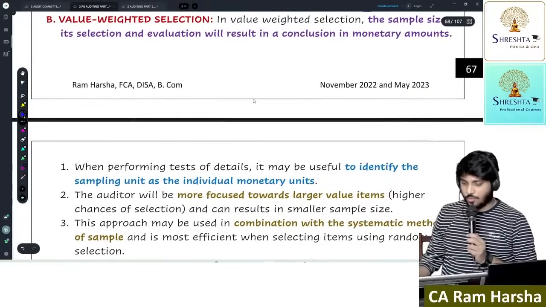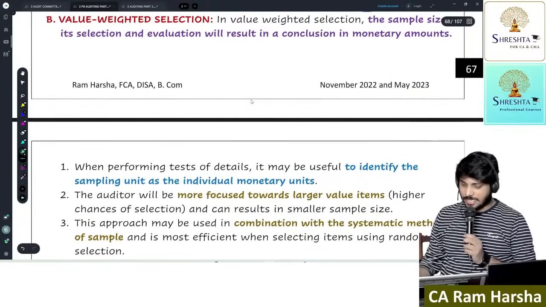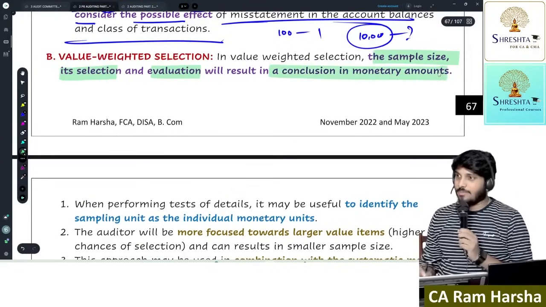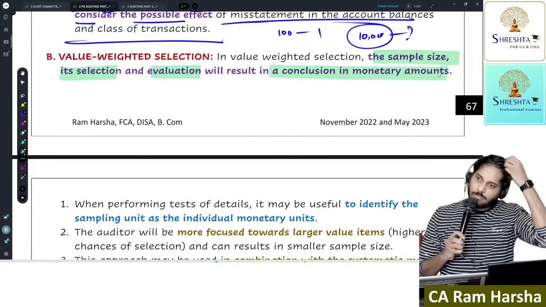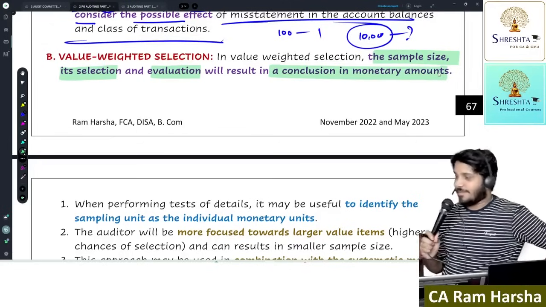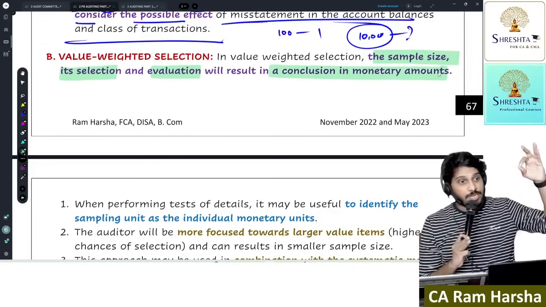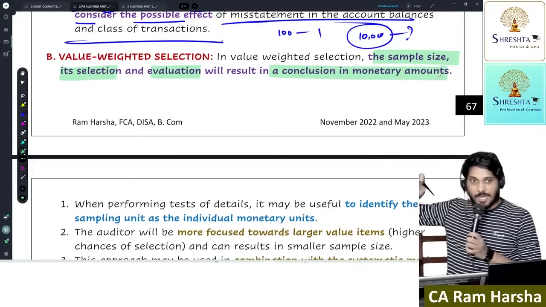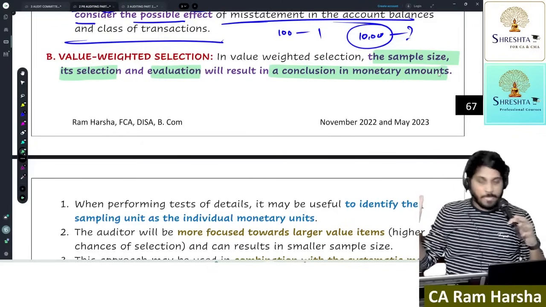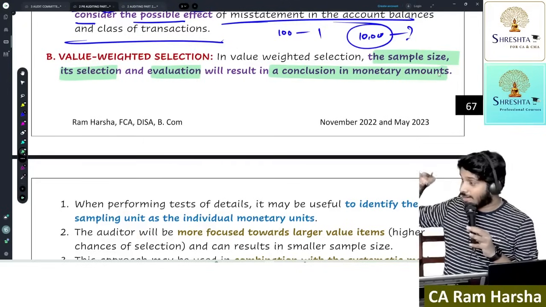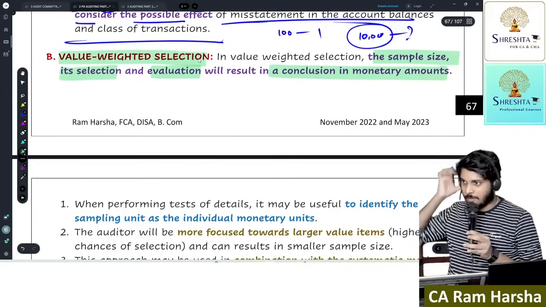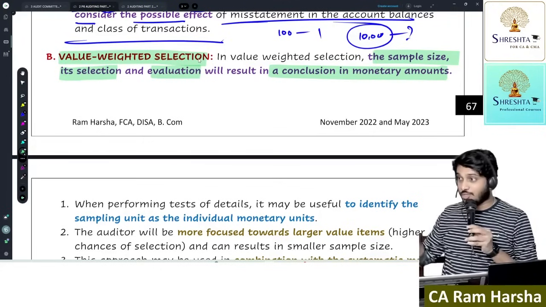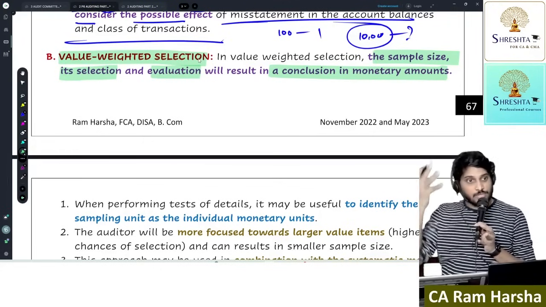Clear? Now, what is value weighted selection? In value weighted selection, the sample size, selection process and evaluation, everything is in monetary amount. Stratification is a technical term. Now in our example, the sales data was stratified based on monetary amount, based on value. When we divide the population based on value, that's called monetary unit sampling, or the technique is called value weighted selection. We are giving high weight to which items, large items or small items? Large items. That's why the large items, only 6 were there, and all 6 were selected.